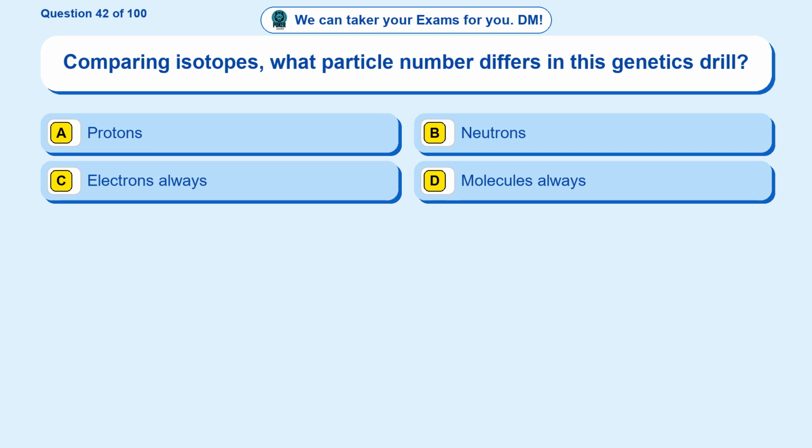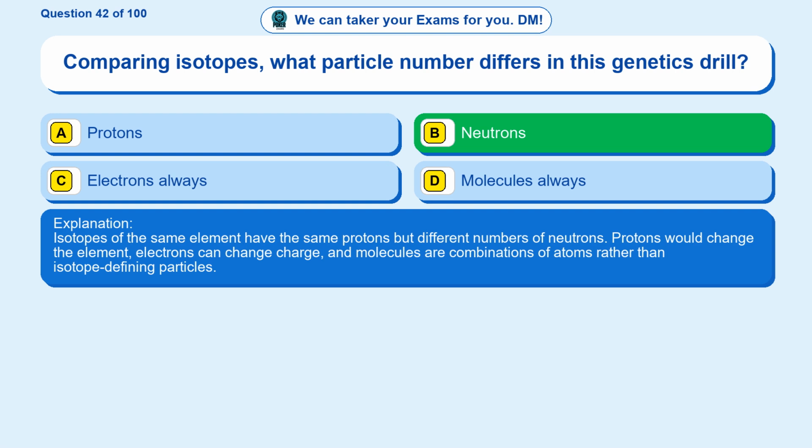Question 42. Comparing isotopes, what particle number differs in this genetics drill? Option A, protons. Option B, neutrons. Option C, electrons always. Option D, molecules always. The correct answer is option B. Neutrons. Isotopes of the same element have the same protons but different numbers of neutrons. Protons would change the element, electrons can change charge, and molecules are combinations of atoms rather than isotope-defining particles.